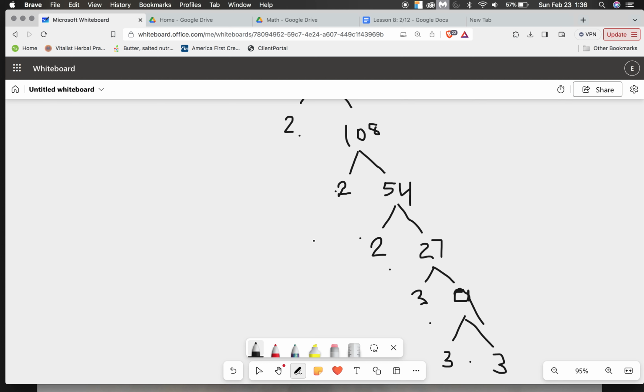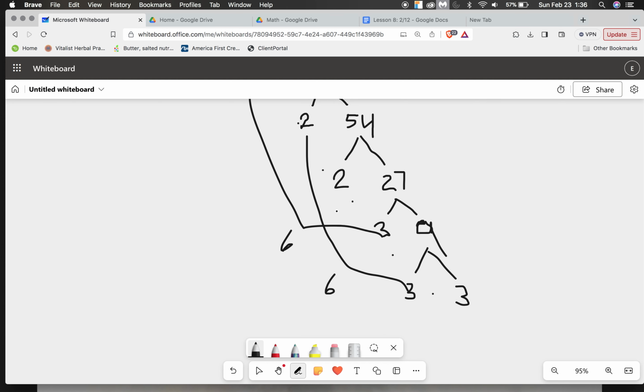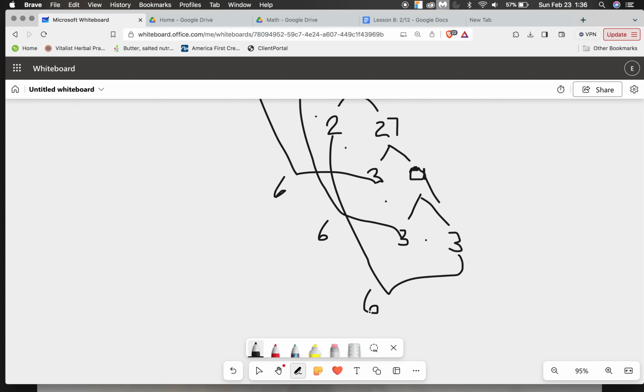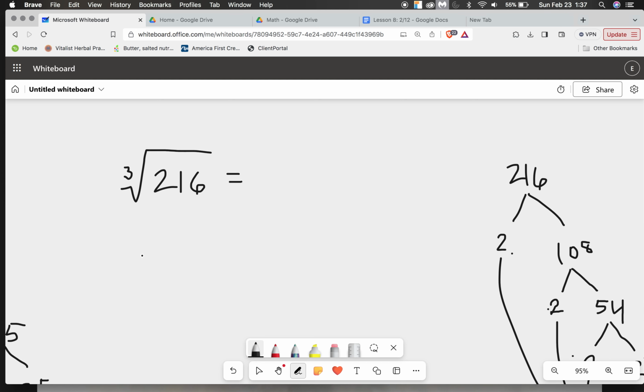It doesn't seem like this could be a cubed root of anything, but let's look at it a different way. If we have 2 times 3, we have 6. And if we have 2 times 3, we have 6. And if we have 2 times 3, we have another 6. So if we do 6 times 6 times 6, we will get the answer 216. So the cubed root of 216 is 6.